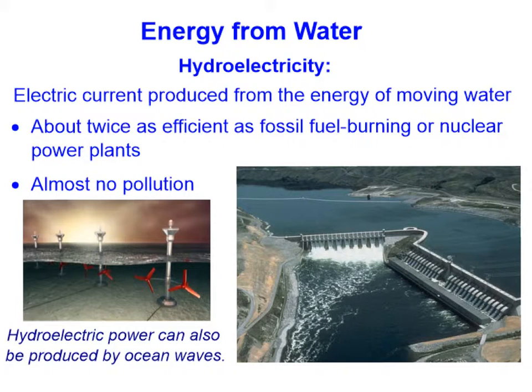What about energy from water? We call this hydroelectricity. That's where electric current is produced from the energy of moving water. Right now, about 9% of the electrical energy in the United States comes from hydroelectric power plants. Hydroelectric power plants are essentially converting mechanical energy into electrical energy. There's almost no pollution. They're also about twice as efficient as fossil fuel burning or nuclear power plants. And hydroelectric power can also be produced by ocean waves. Here are some examples of underwater turbines that are generating the equivalent of 10 nuclear power plants worth of electricity.